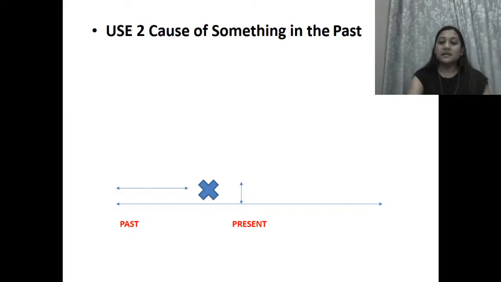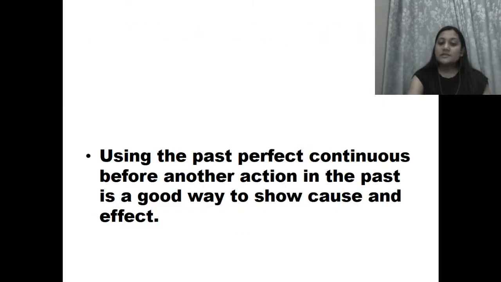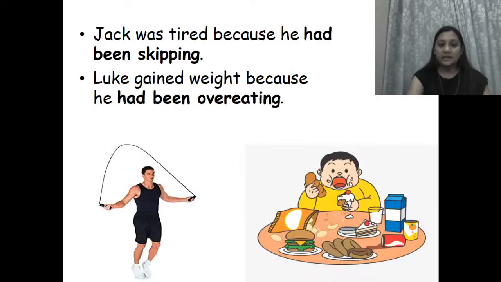Now, cause of something in the past. Using the past perfect continuous before another action in the past is a good way to show cause and effect. Now, Jack was tired. Now, why was Jack tired? Because he had been skipping. Jack was tired. He was, like, just say, tired 10 minutes back. Why? Because before that, he was skipping.